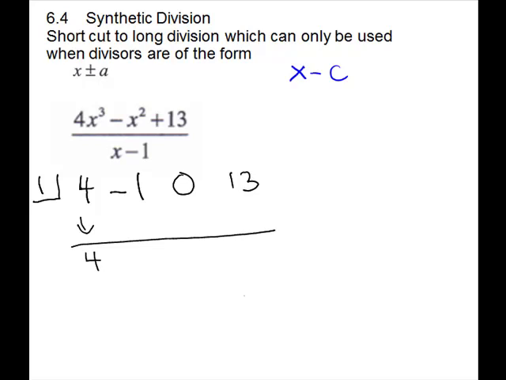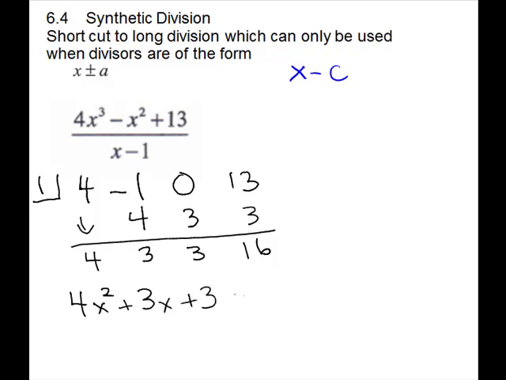Multiply and add. 4 times 1 is 4. 4 minus 1 is 3. 3 times 1 is 3. 3 plus 0 is 3. 3 times 1 is 3. And this gives us 16. Now put it back together. We're going to drop 1 degree lower than we had. So x cubed, we will now have x squared. So 4x squared plus 3x plus 3, a remainder of 16. So plus 16 over x minus 1.